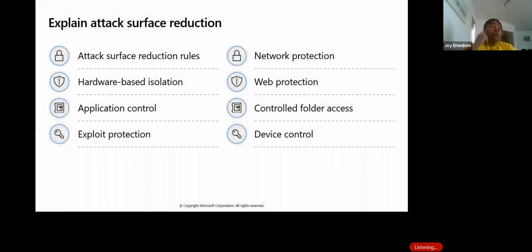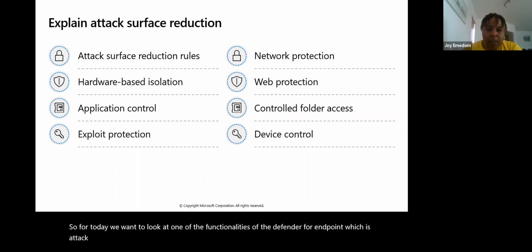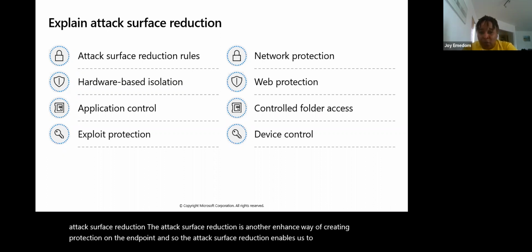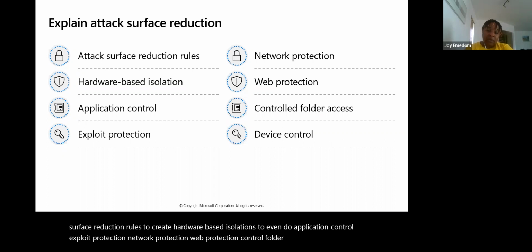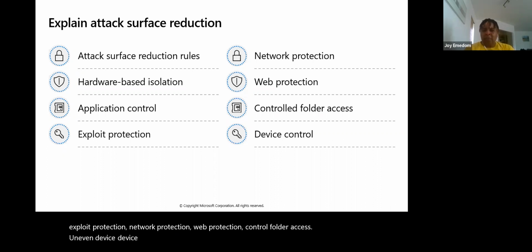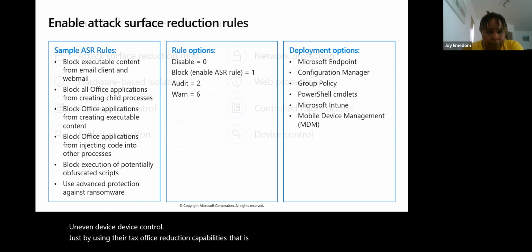Okay, so for today, we want to look at one of the functionalities of the Defender for Endpoint, which is attack surface reduction. Attack surface reduction is another enhanced way of creating protection on the endpoint. It enables us to create attack surface reduction rules, to create hardware-based isolations, to even do application control, exploit protection, network protection, web protection, controlled folder access, and even device control, just by using the attack surface reduction capabilities on Defender.